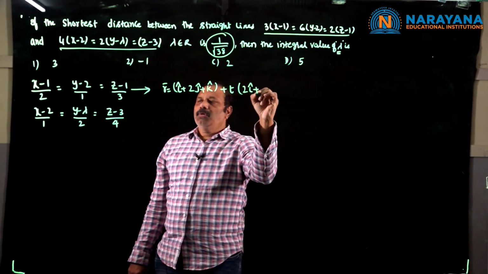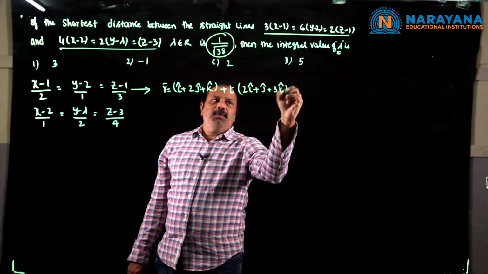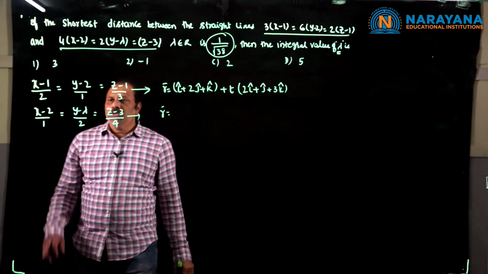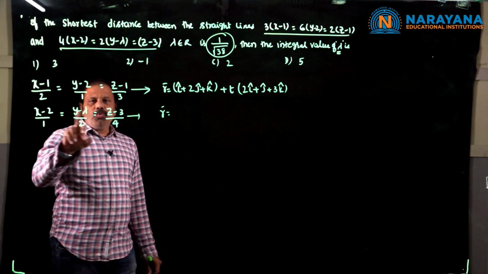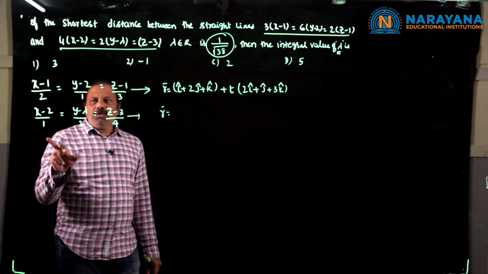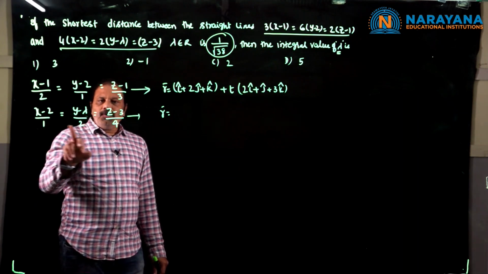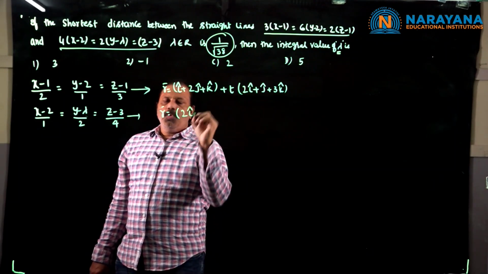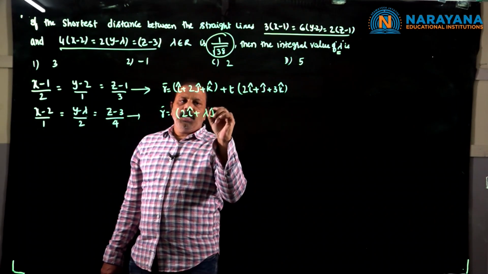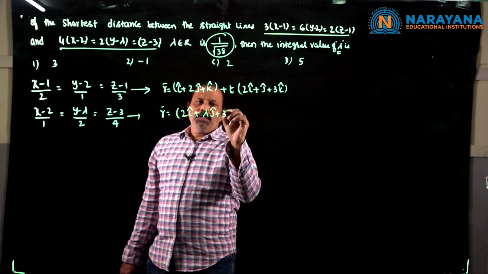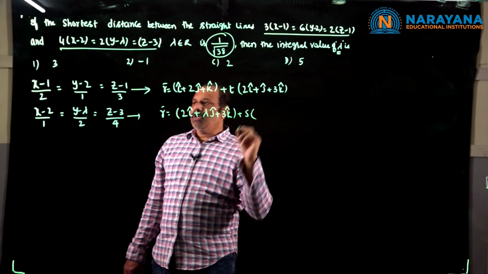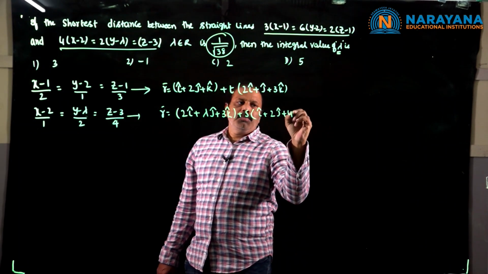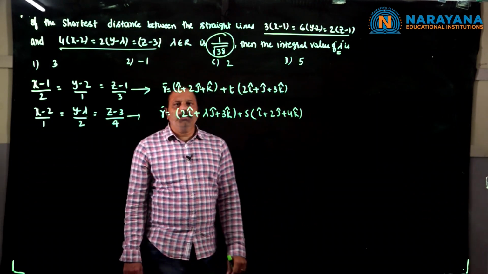So, 2i cap plus j cap plus 3k cap. Likewise, let us convert the second equation. Here this equation is the straight line passing through (2, λ, 3) whose DRs are 1, 2, 4. You can write this equation as R bar is equal to 2i cap plus λj cap plus 3k cap plus s times (i cap plus 2j cap plus 4k cap).